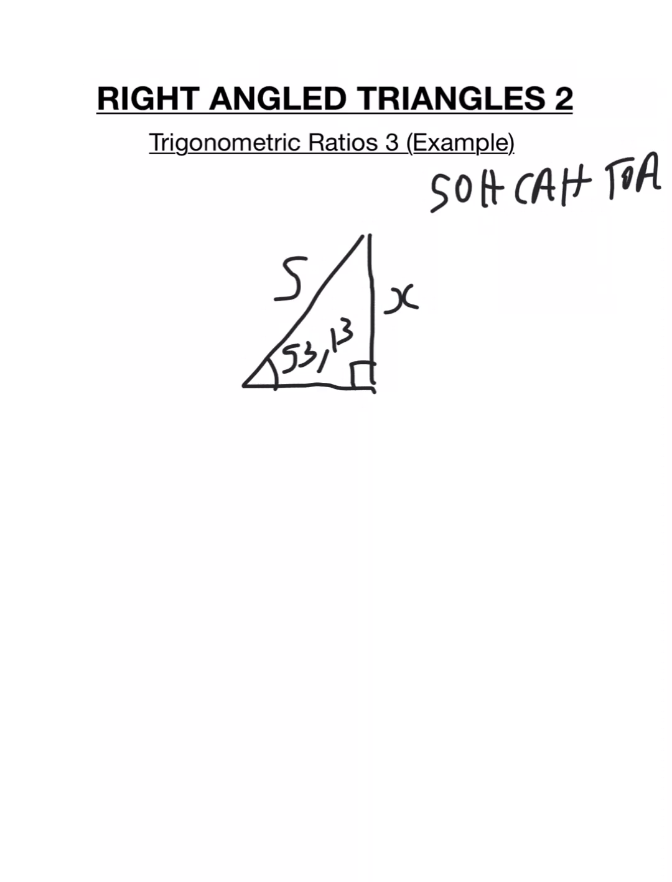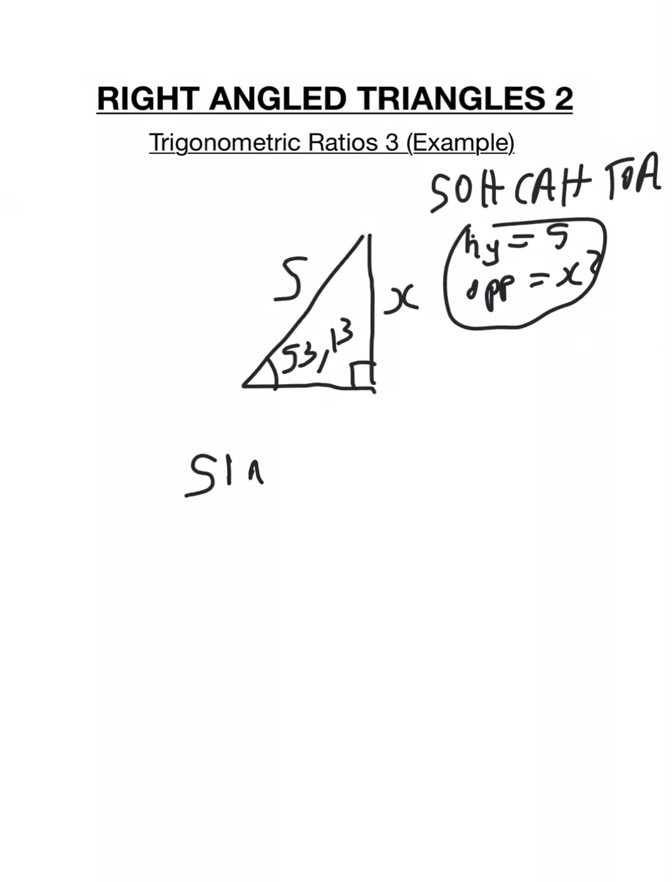So now you find out that we have the hypotenuse. We are given the hypotenuse, which is equal to 5, and the opposite is x. We are asked to find the opposite, but we have an angle. So we have opposite and hypotenuse in place. So we are going to use sine: sine 53.13 is equal to opposite over hypotenuse, which is x over 5.